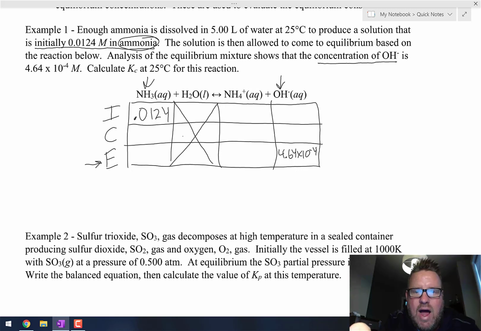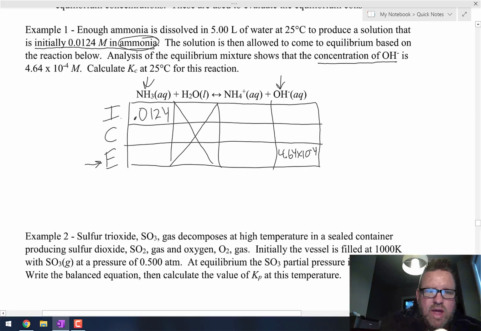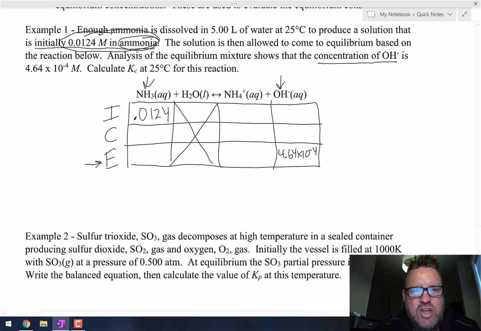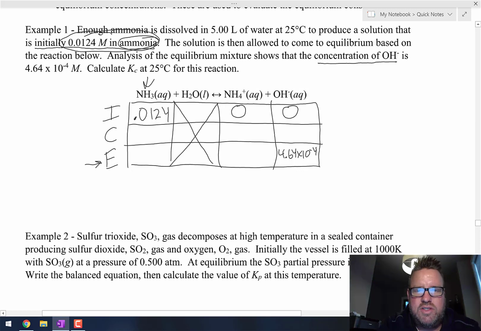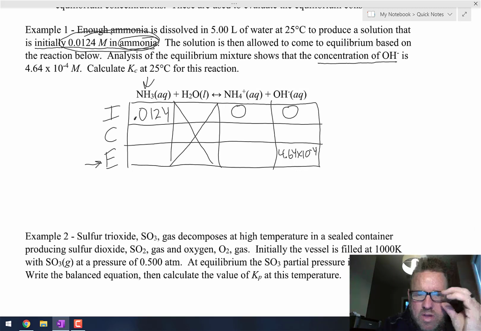Okay, the next part is initially, they said initially we started with 0.0124 molar ammonia. That also means that initially there wasn't any NH4 plus, there wasn't any of this, and there wasn't any of this. Which means if there wasn't any of it, how much did we have initially? 0 and 0. We didn't have any product to start.